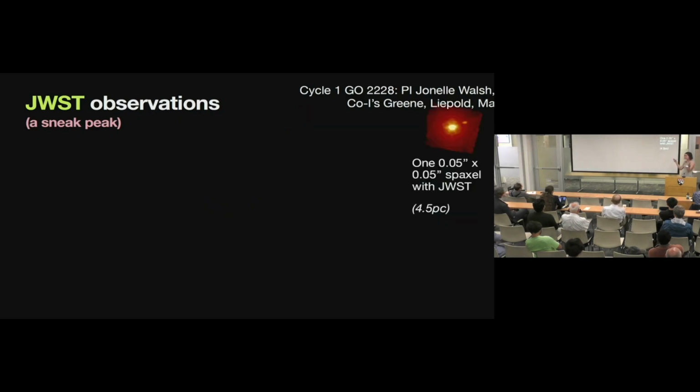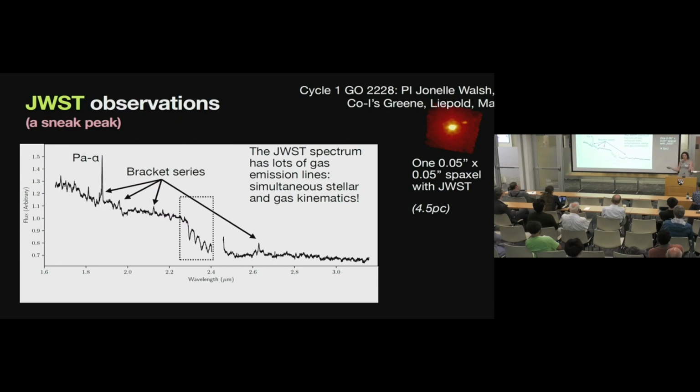But NIRSpec doesn't just look at this very narrow CO bandhead region. It runs all the way from like 1.6 microns out to about 3.2 microns. So we can do a bunch of additional science with this entire spectrum. In particular, there are a bunch of gas emission lines that should be there, and we find that they do in fact exist. And this will allow us to trace the kinematics of the gas near the center of M87 as well, again in higher spatial resolution than has basically ever been done before.